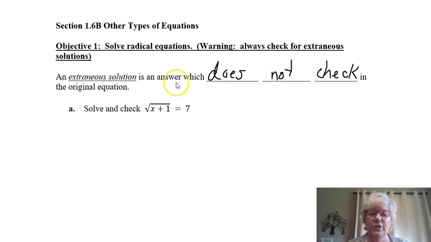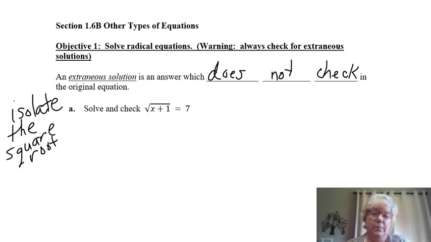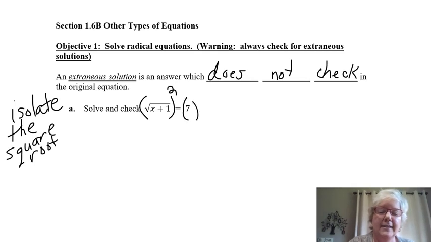Now let's start with the first example. Our first example A here. It says to solve and check. The idea is to isolate the radical symbol. So isolate the square root. Get that on one side of the equation first before you begin. Now, example A already has that done for us, so we can skip right to the next step. The next step is to square both sides.